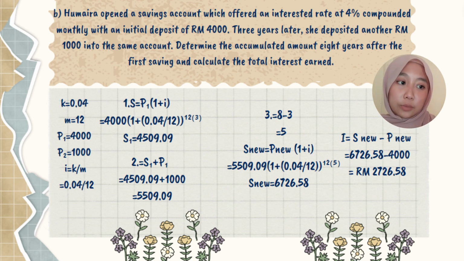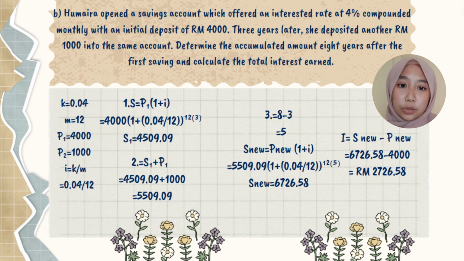So I equals 0.04 divided by 12. We use the same formula, which is S equals P1 in bracket 1 plus I. So for P1, 4000 in bracket 1 plus 0.04 divided by 12 to the power of 12 multiplied by 3. For S1, we get the answer 4509.09. Second step, we use S1 plus P2. For S1, we use 4509.09 plus 1000. Then the new P is 5509.09. Next, to find T, 8 minus 3 and T equals 5.